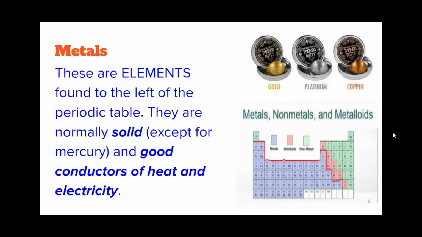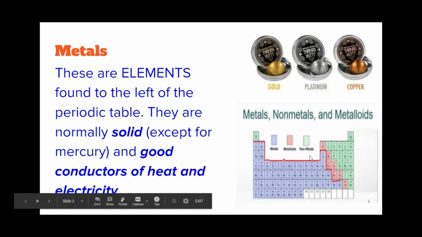Our first category is metals. Metals are elements that are found to the left side of the periodic table. They are normally solid at room temperature, with the exception of mercury, and they are good conductors of both heat and electricity. You can see up here that we have gold, platinum, and copper. And in this version of the periodic table, I've highlighted, kind of shakily, where the metals reside on the table.